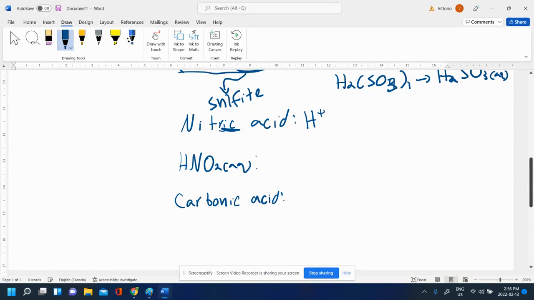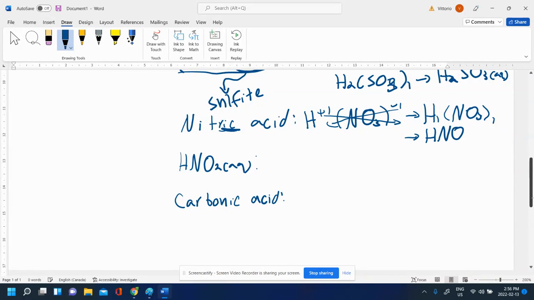So we have H plus 1. Nitrate is NO3 minus 1. You can crisscross it and you get H1 NO3. You don't need the ones there anymore and the bracket there. So we have HNO3. And don't forget AQ.